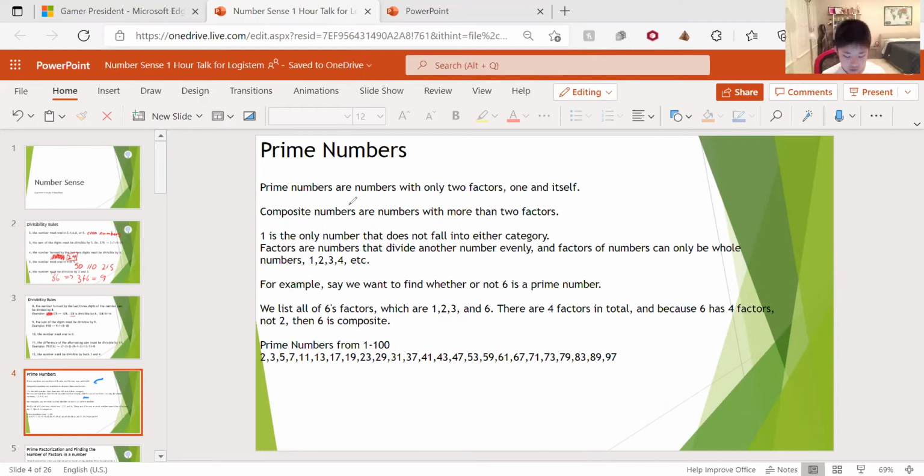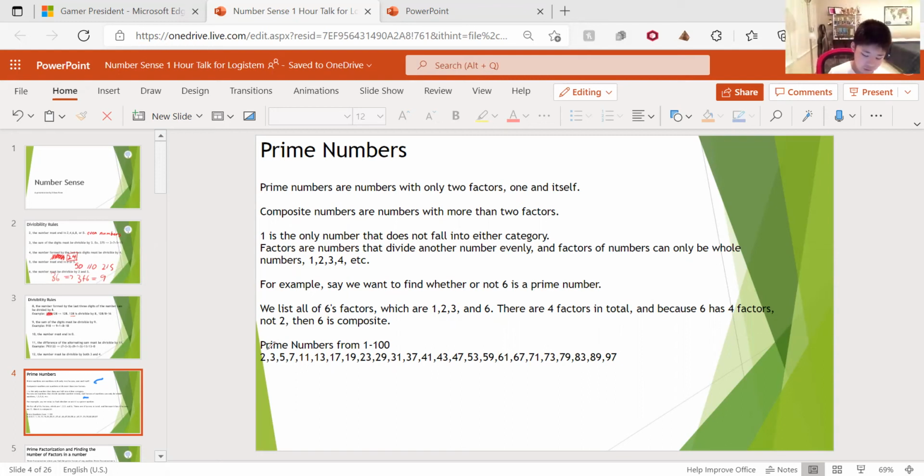Factors are numbers that divide another number evenly. And factors of numbers can only be whole numbers, like 1, 2, 3, 4, etc. For example, say we want to find whether or not 6 is a prime number. We list all of 6's factors, which are 1, 2, 3, and 6. There are 4 factors in total, and because 6 has 4 factors, not 2, then 6 is composite.